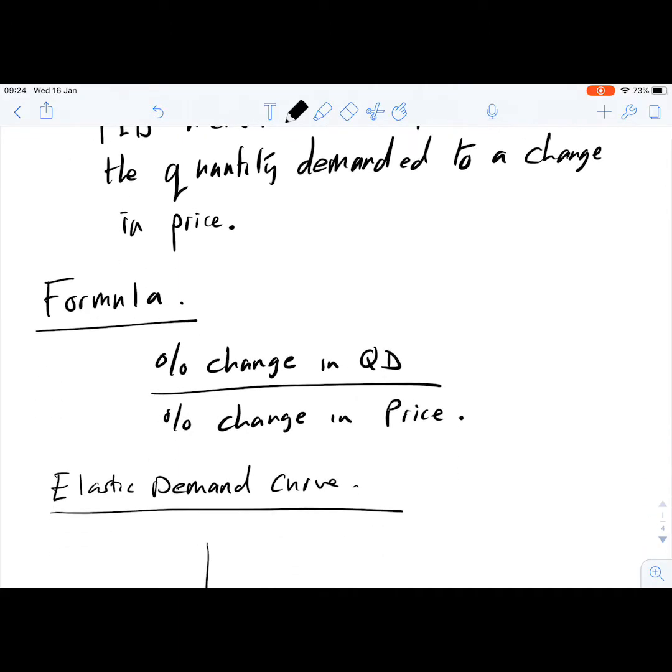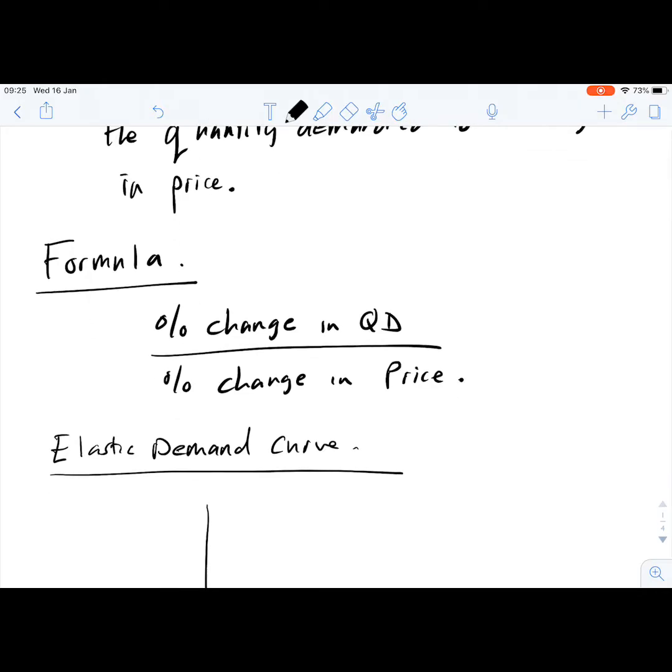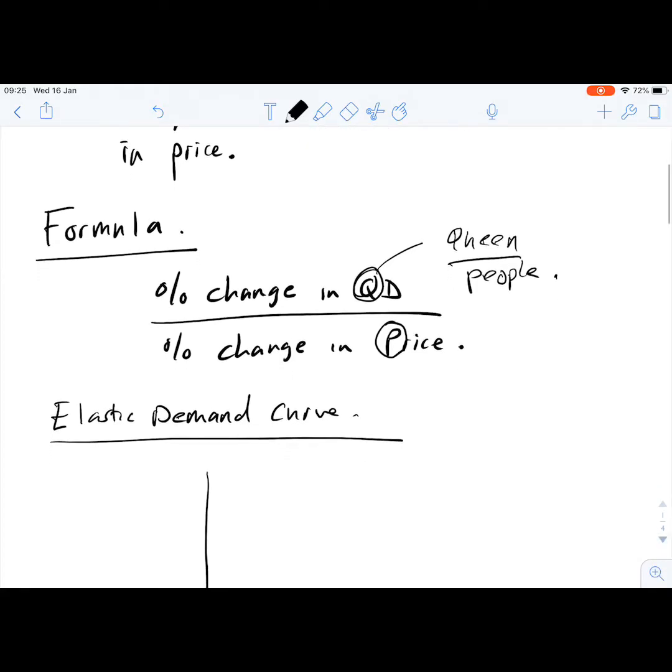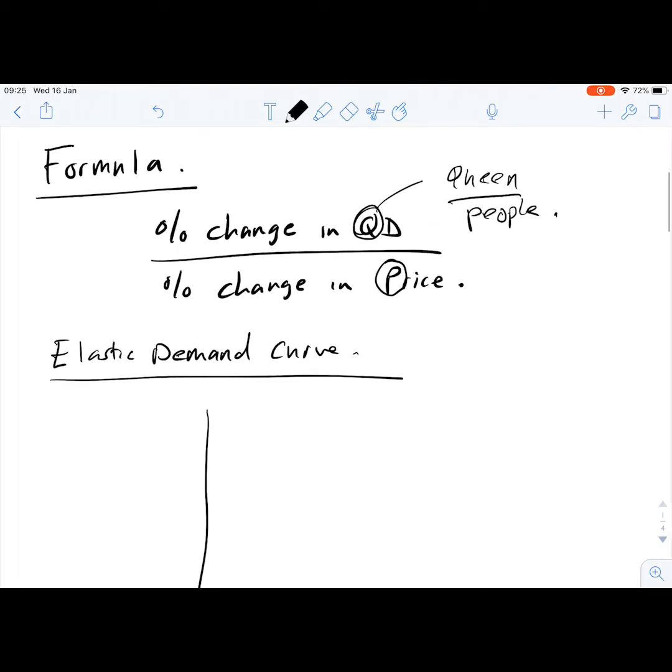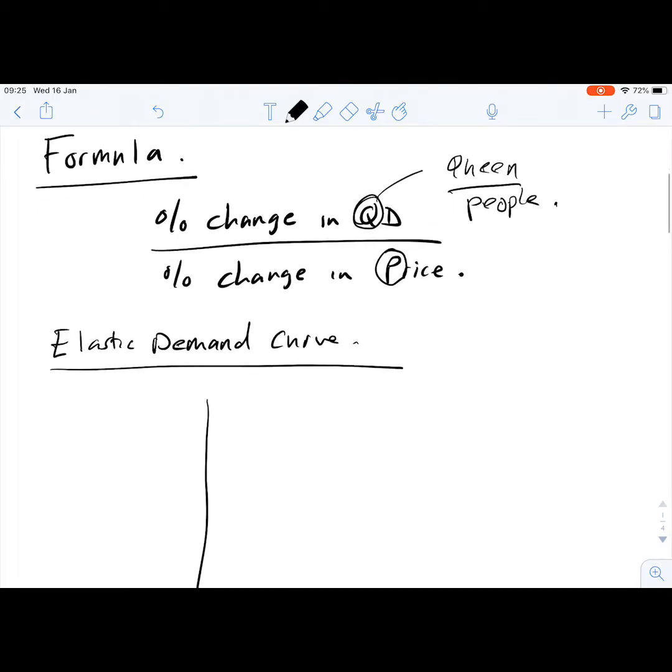The formula for price elasticity of demand is the percentage change in the quantity demanded divided by the percentage change in price. Now, the way to remember this is that it's the Q above the P. It's the Q for queen, it's the queen above the people. So that's the way to remember the formula: the percentage change in quantity demanded over the percentage change in price.